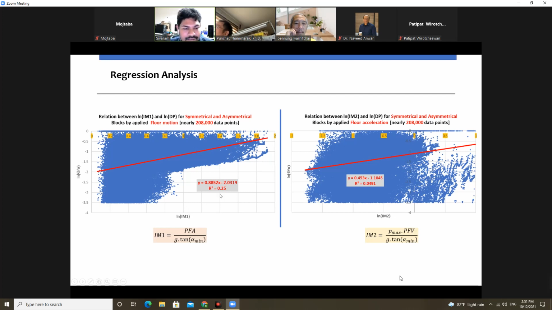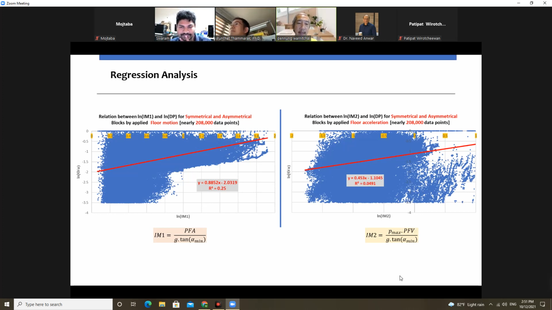So here we can get like 0.225 because a lot of data points, and for the flow acceleration also. I still agree that intensity measure 1 is much better than the IM2 because this is the maximum R squared value we got from IM2. Well, this is not the way I look at your result.